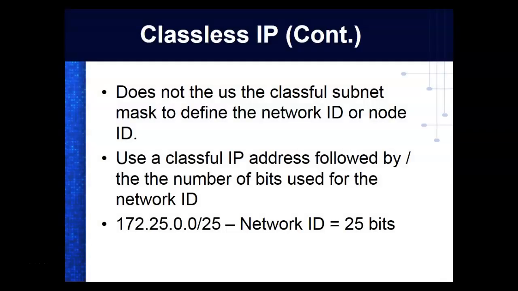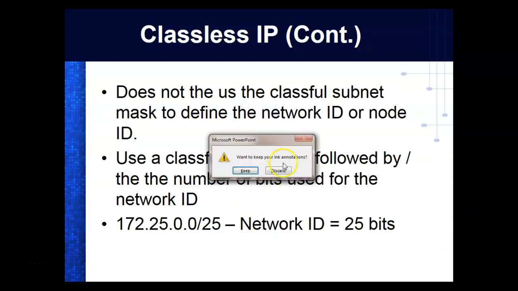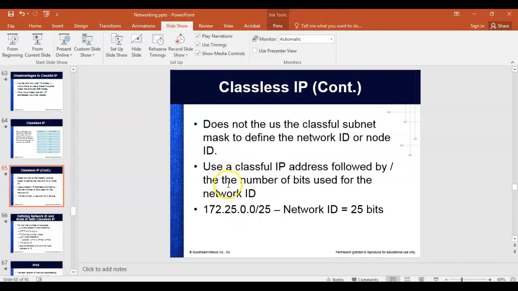So we looked at this. It does not use a classful subnet mask to define the network ID or node ID. It uses a classful IP address followed by a slash and the number of bits used for the ID. Like I said, I just put these up here, so it's got a few errors in it. Okay.